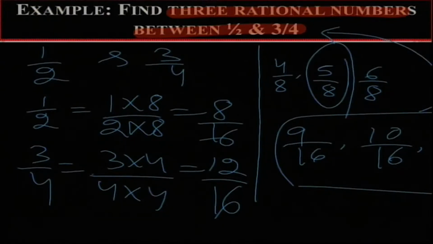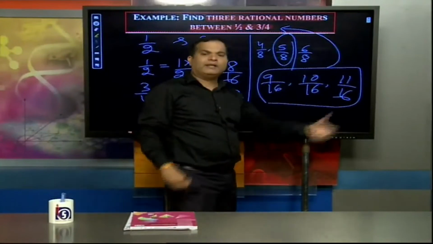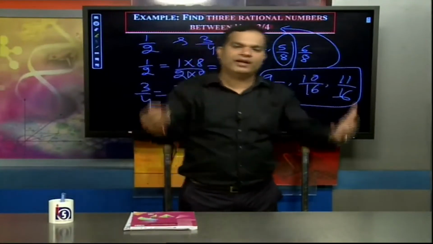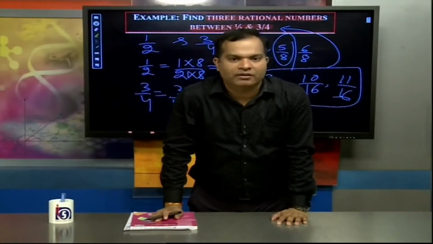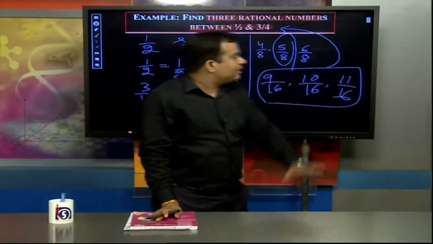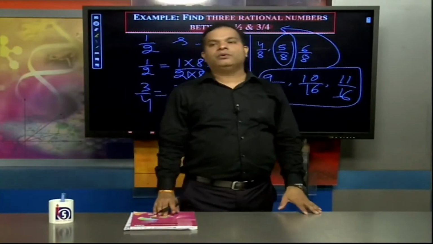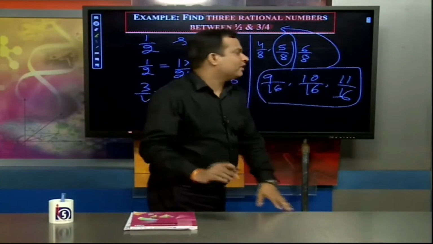The question is asking only for 3 rational numbers, so we have to find out only these 3. We can find 4, we can find 5, we can find an infinite number of rational numbers between two rational numbers. But this is the way we have to find the rational numbers between two rational numbers.